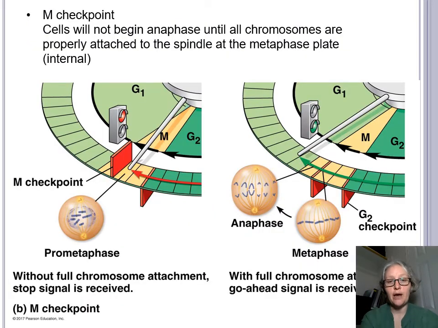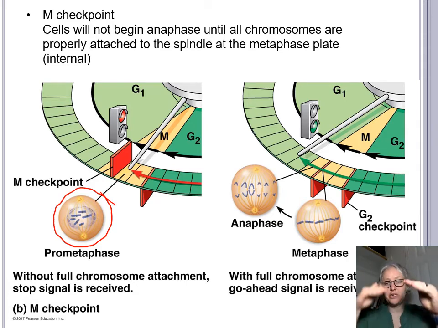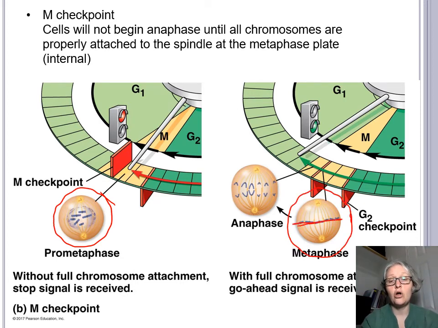The M checkpoint happens in between metaphase and anaphase. Cells will not begin anaphase until all chromosomes are properly attached to the spindle at the metaphase plate. So if we look at this first cell down here on the left-hand side, when the cell looks like that, right, so we've grabbed onto all the chromosomes, but they aren't quite lined up yet, and we're still moving around, this checkpoint's going to stay up and it's going to say, hey, we're not ready, we're not ready, we're not ready. It's going to wait until all of the chromosomes are aligned. Once all the chromosomes have been aligned, then this checkpoint will be allowed to be passed and we'll go into anaphase.